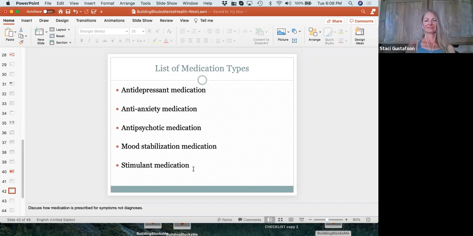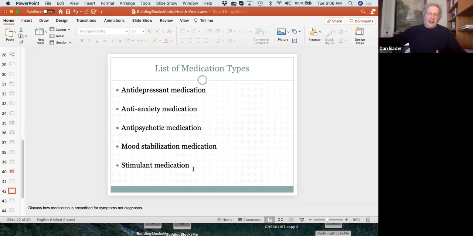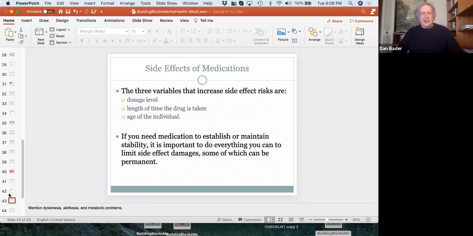And then we have stimulant medications, which is Ritalin and amphetamine, which they mostly give out to people who have attention deficit disorder, children or adults. Okay, so let's see what we have next. All right. And I will get to some of these specific medications.